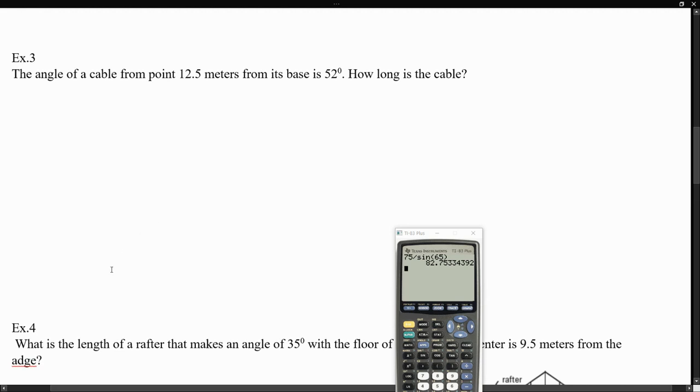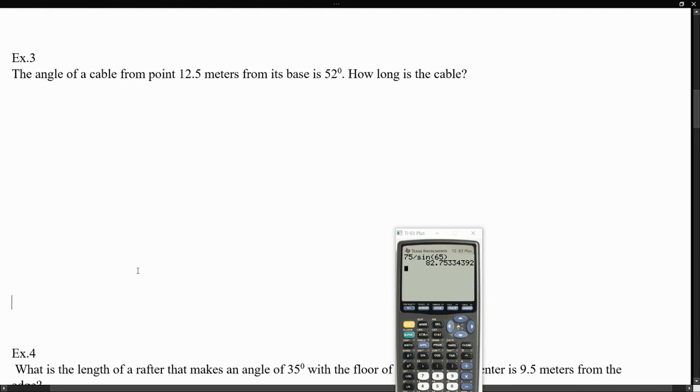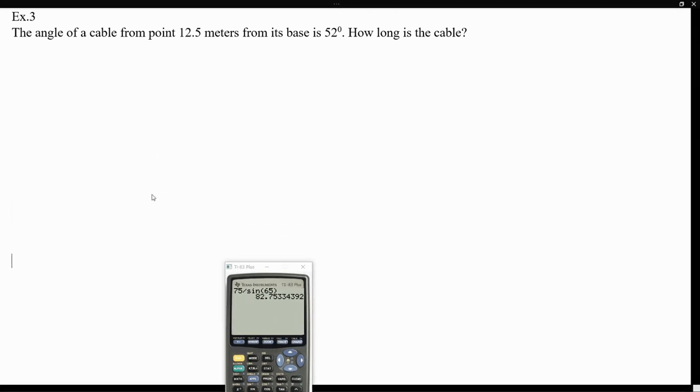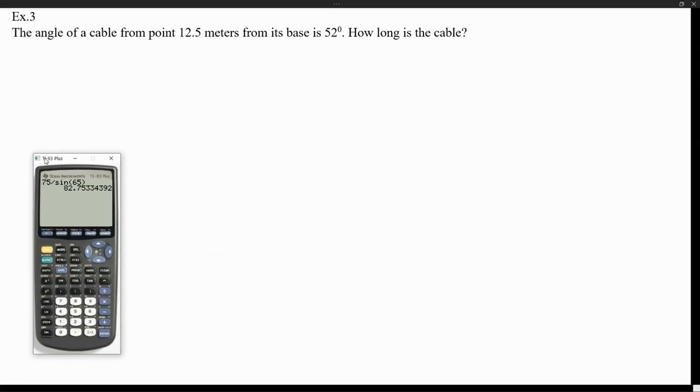The first thing that you want to do in these problems is to actually understand the situation. So it's always good for us to draw a diagram. So let's see, what is example 3 talking about? It says the angle of a cable from a point, I think there's a typo here, from a point 12.5 meters from its base is 52 degrees. So what exactly does this sentence mean?